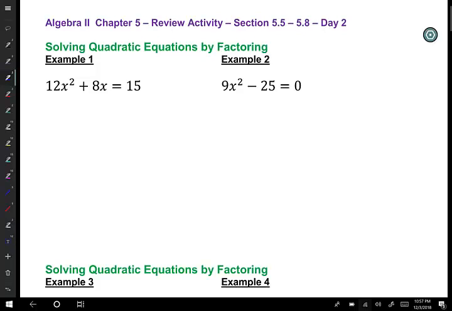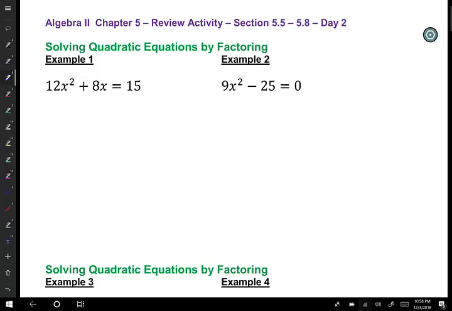This is our Algebra 2, Chapter 5 review activity. We're on day 2. We're going to be focusing on factoring, quadratic formula, completing the square, graphing, imaginary numbers, complex numbers, and the discriminant in this. I'll try to move through this in a manner that is hopefully clear. I'm just going to work through the problems one by one and talk my way through.